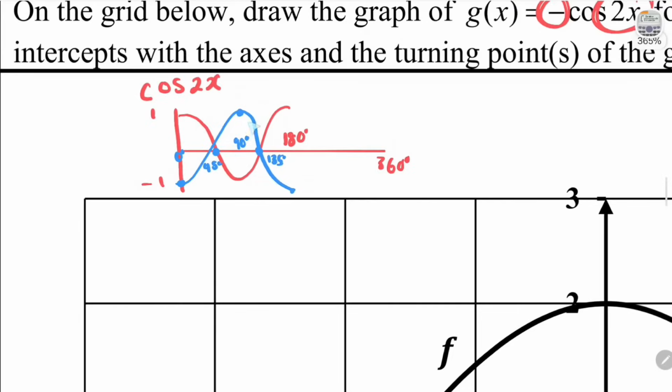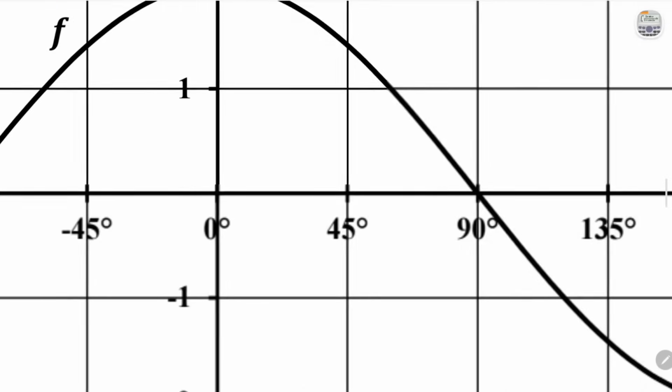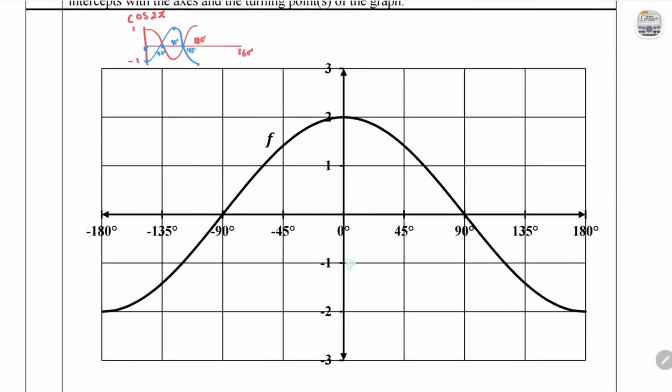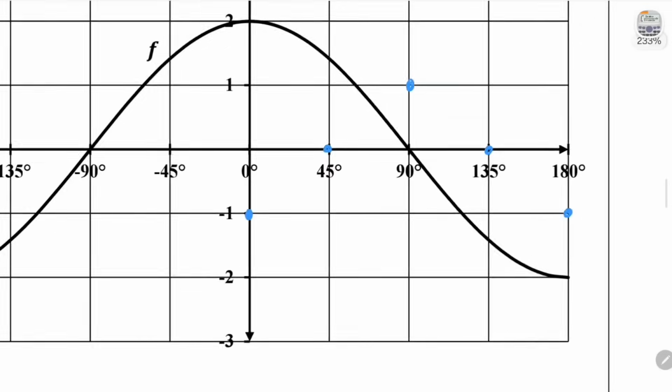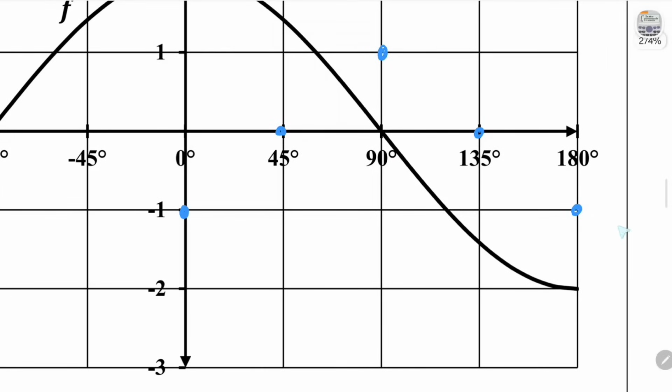Okay, so we now know what our graph is going to look like, and now we just need to plot it down. So at 0 degrees, we're going to have negative 1. At 45 degrees, it is 0. At 90 degrees, it is 1. At 135 degrees, it is 0. And then at 180 degrees, it is negative 1. So our graph is going to look like that.